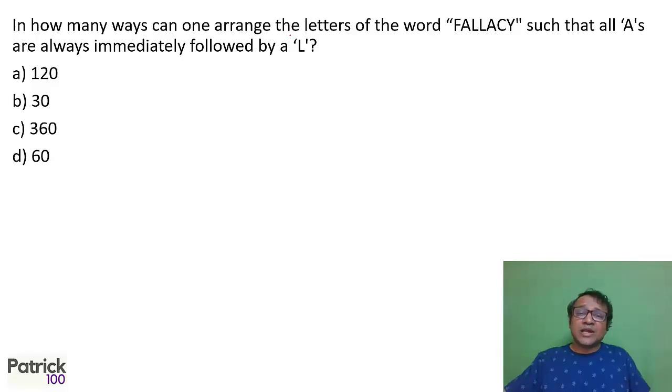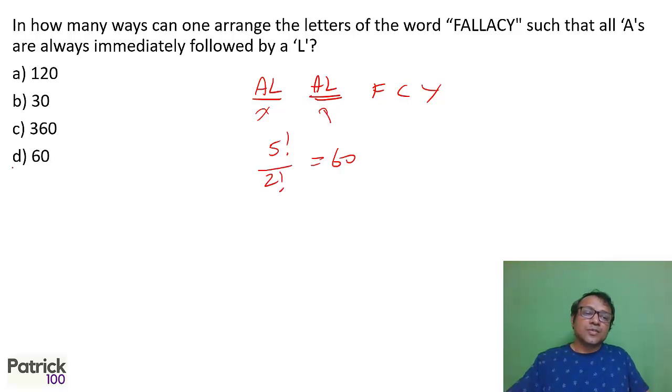In how many ways can one arrange the letters of the word fallacy? So the first A will immediately follow L, so A and L together. And then you have to arrange F, C, Y. So 5 things you have to arrange, 5 factorial. But A and L are the same, so divide by 2 factorial. It will be 60. You don't have to arrange A and L among themselves, they are already arranged because L has to come after A. So 5 factorial upon 2 factorial.